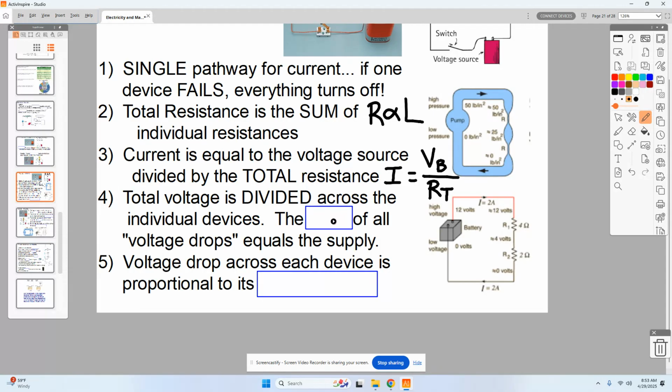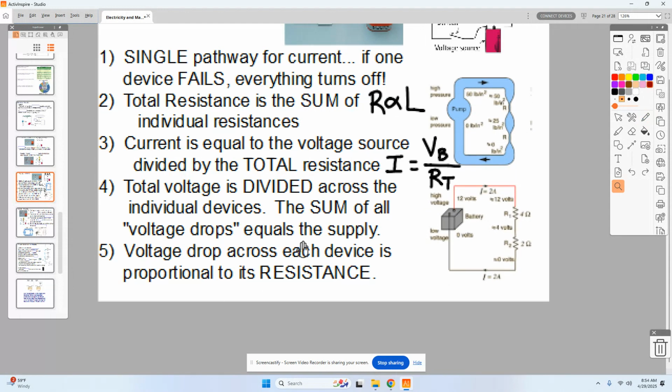Total voltage is divided across the individual devices. What that means is that the sum of all the voltage drops is equal to the supply. Who was my battery yesterday? Okay, so Jack provided the voltage for the circuit, and you might remember that the 3 light bulbs had to take that voltage and break it into 3 little portions. So the voltage is divided amongst the individual components. The sum of all those voltage drops would be equal to the supply. The voltage drop across each device is in proportion to its resistance.